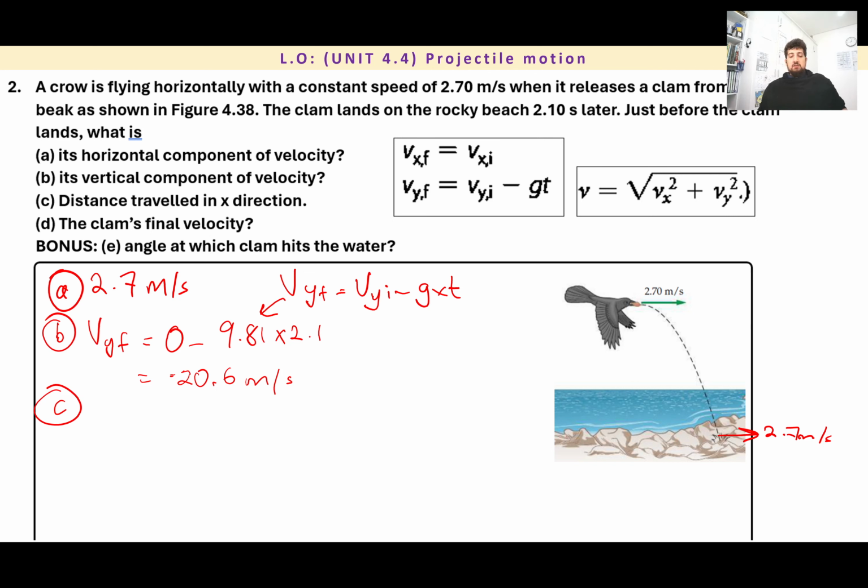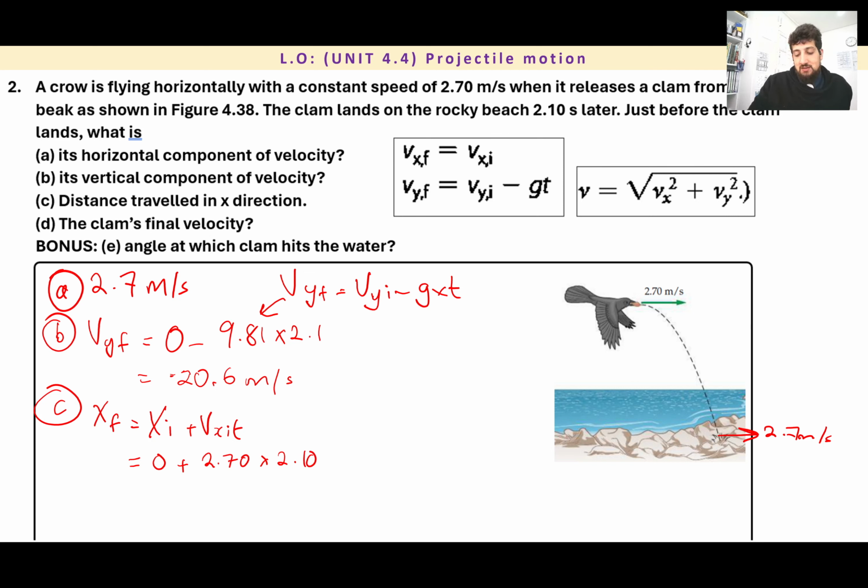What is the distance traveled in the x direction? So once again, we have the formula. We can use the formula. So the formula is going to be x final equals x initial plus vx times t. X initial is 0. What's the initial velocity in the x-axis? That's 2.7, times t, which is 2.10.